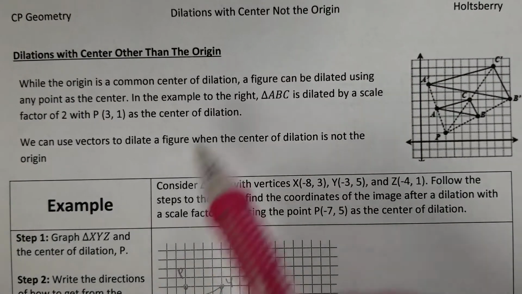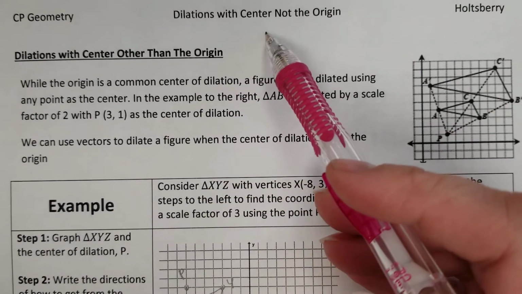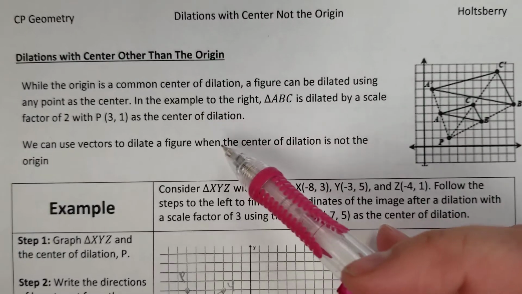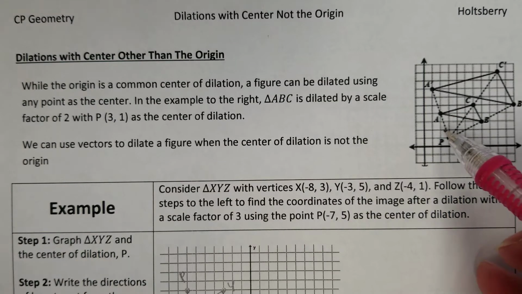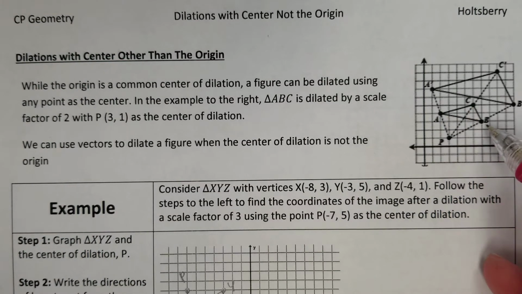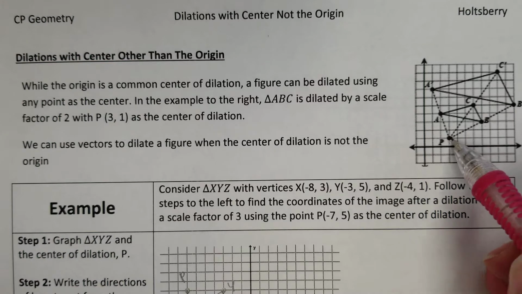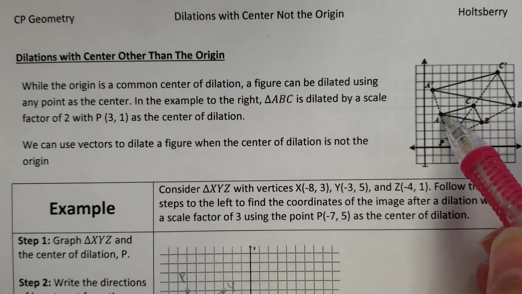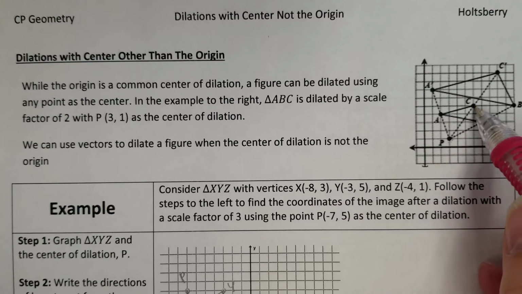All right, so our next set of dilations is when the center of the dilation is not at the origin. So it's either any point on the coordinate plane, such as in this example where P is here, or it can be one of the points on the shape. What dilation is doing in this case is changing the distance from our center of dilation to the vertices of our shapes.